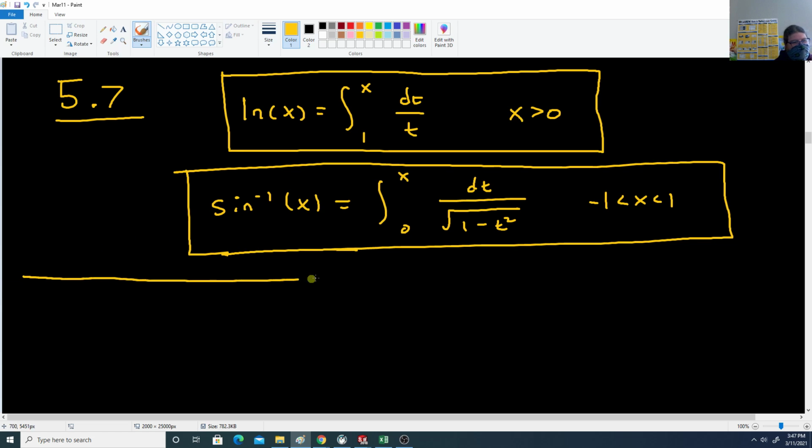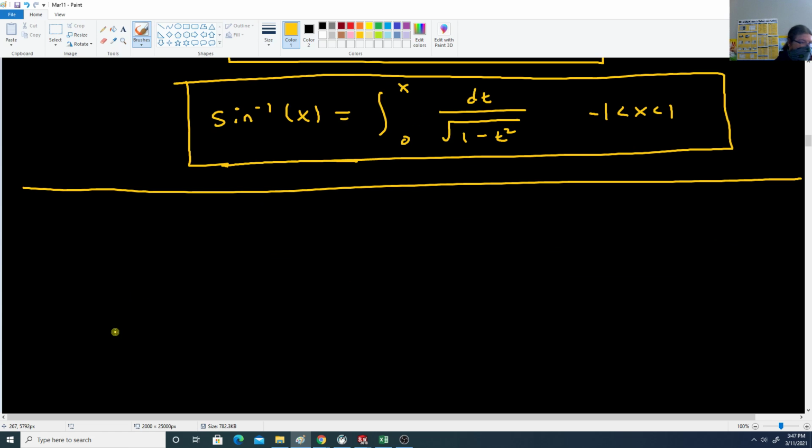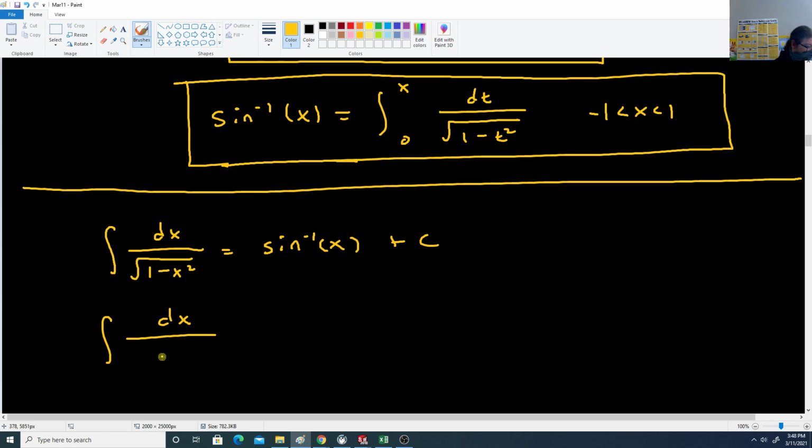So we get these two equations we're going to use a little bit, and then most of the stuff for this section is going to come from the next bit where we deal with the derivatives of integrals of inverse trig functions. So we have the integral of dx over the square root of 1 minus x squared. That will equal arcsine of x plus c. We have the integral of dx over x squared plus 1. That will equal arctangent of x plus c.